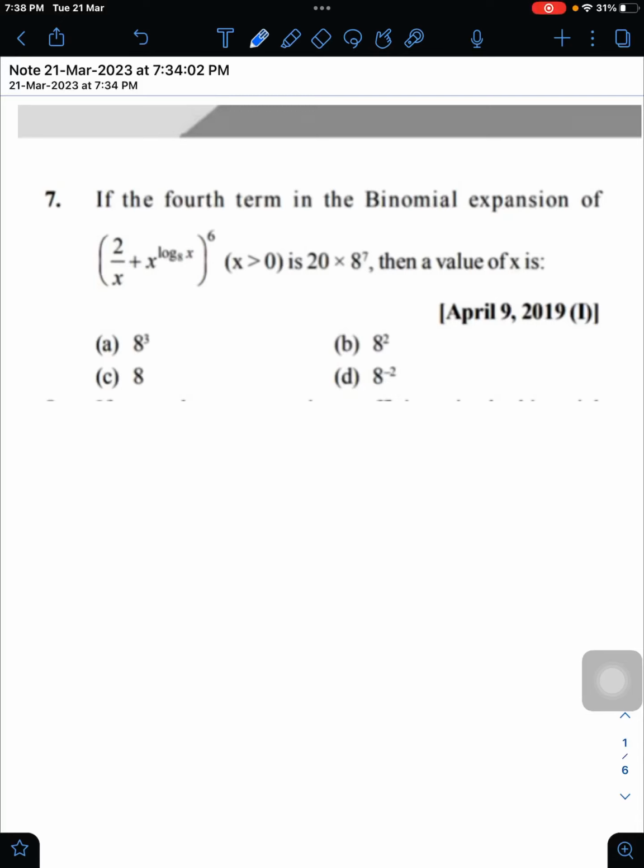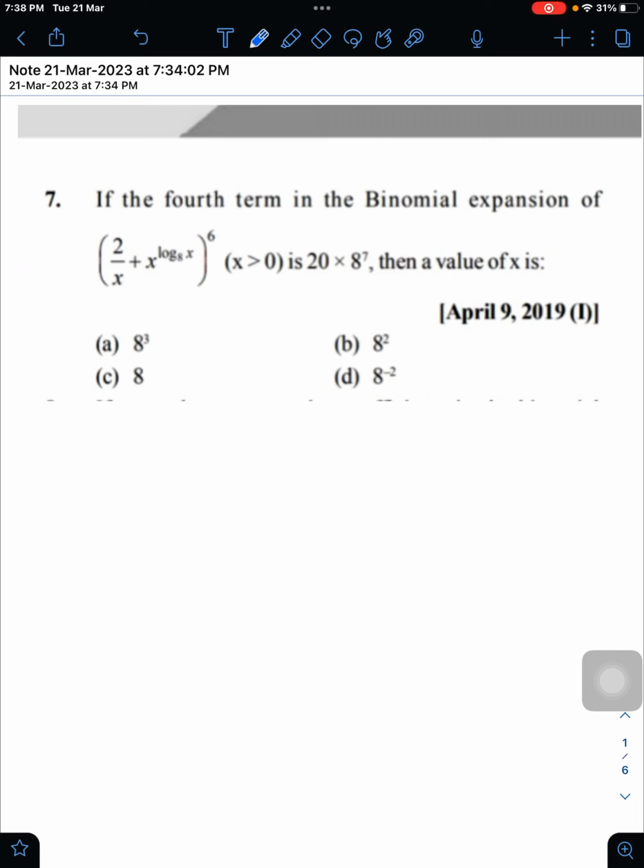Hello students. In the previous video, I tried to give you the basic concept of the binomial theorem. Now today I am going to show you the kind of question that is asked in the JEE Mains examination. So we have the first question, that was asked in April 2019.